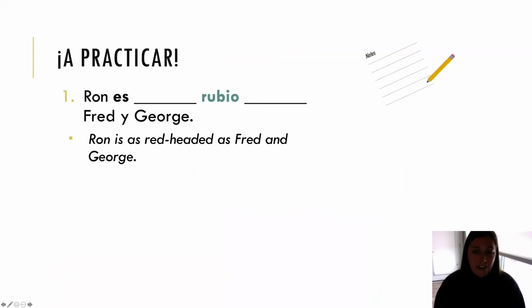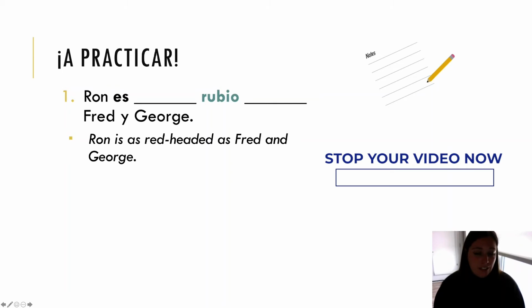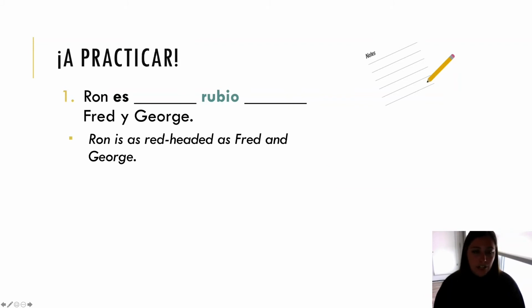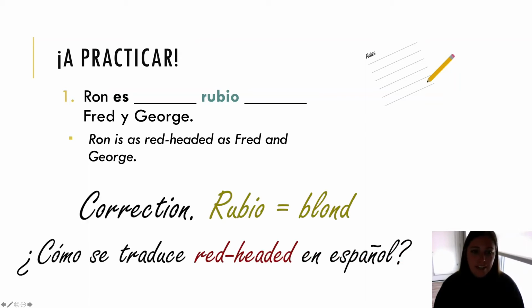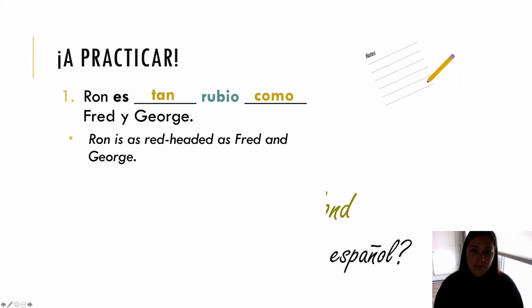Para practicar, I encourage you once again to pause your slide in case the video moves too fast to make sure you have time to think this over. The next slide will go through the answers for you. Ahora las respuestas. In this example sentence, we are saying Ron is just as redheaded as Fred and George. Entonces la respuesta es Ron es tan rubio como Fred y George.